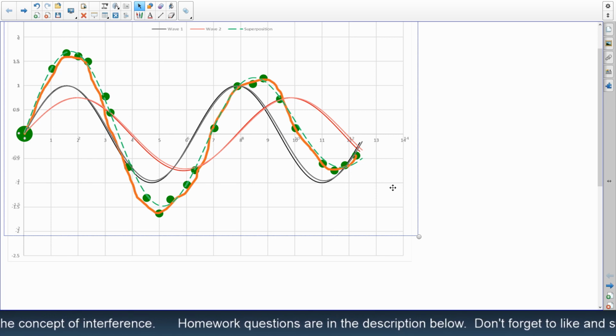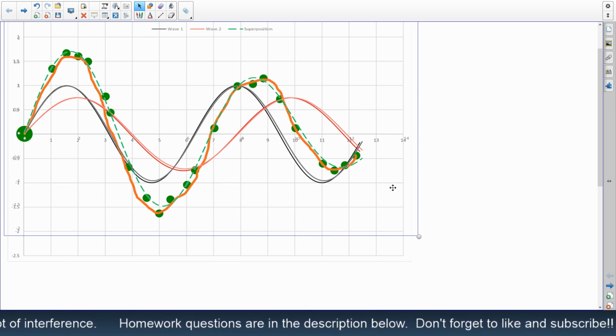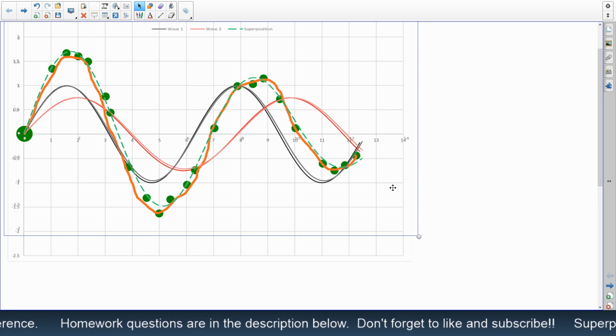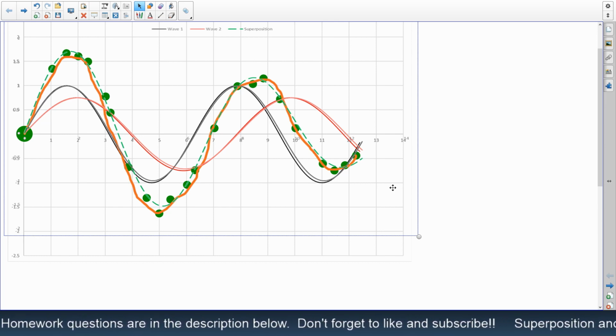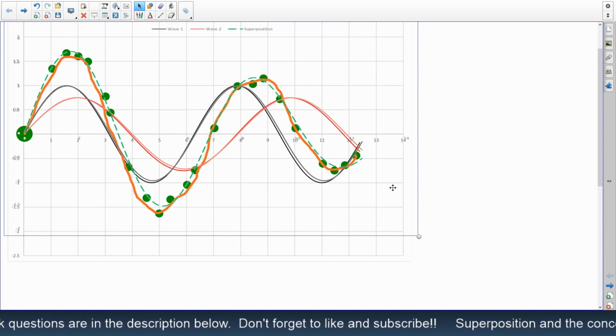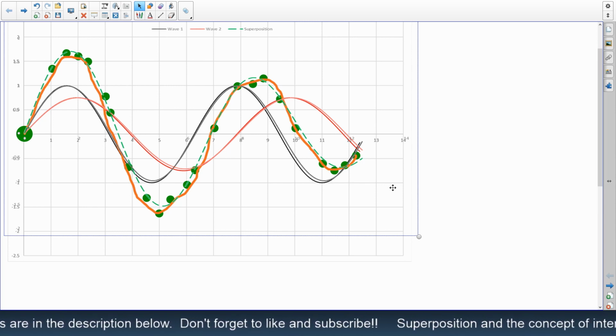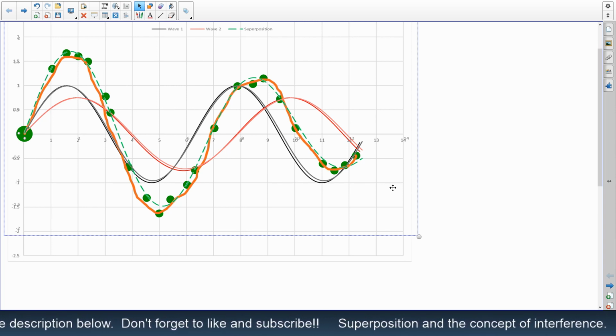Now your job is to do the same. So if you look in the description below, you will find a little homework assignment that has 3 superpositions that you can go through. The first 2 aren't too bad, and the third one will give you nightmares for weeks. So have a crack at that.